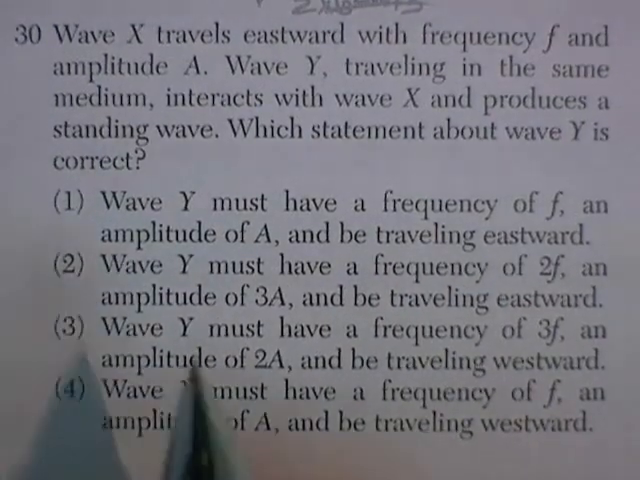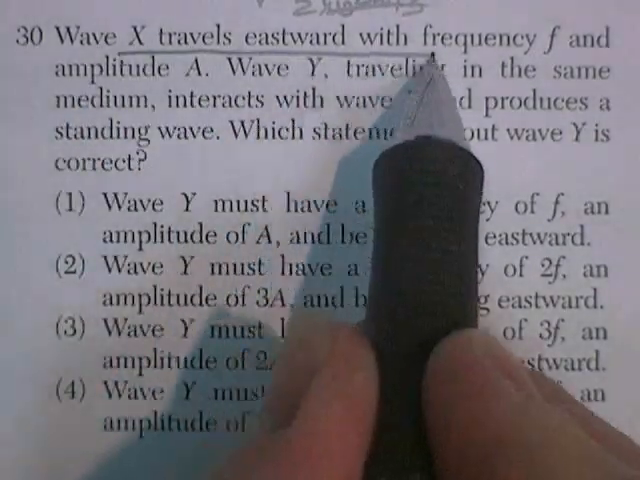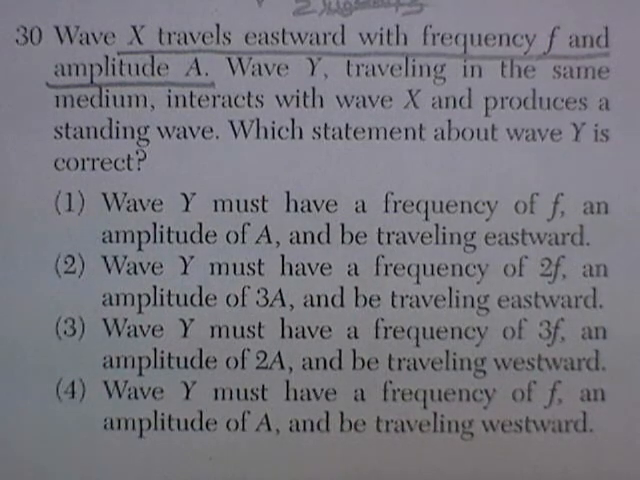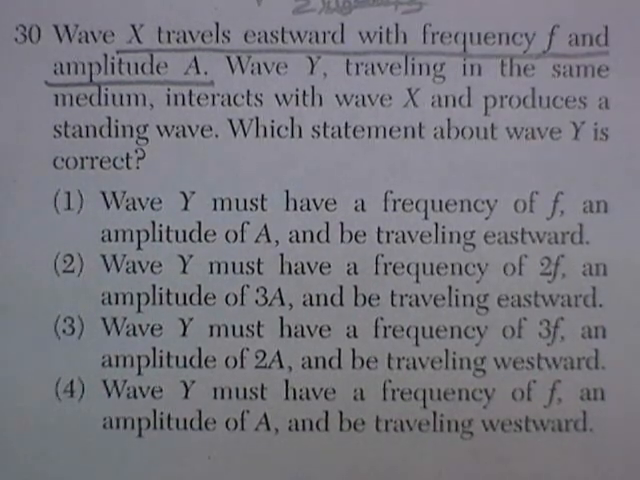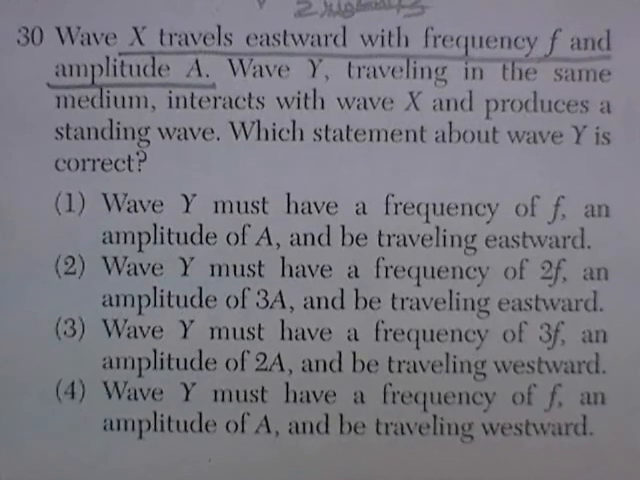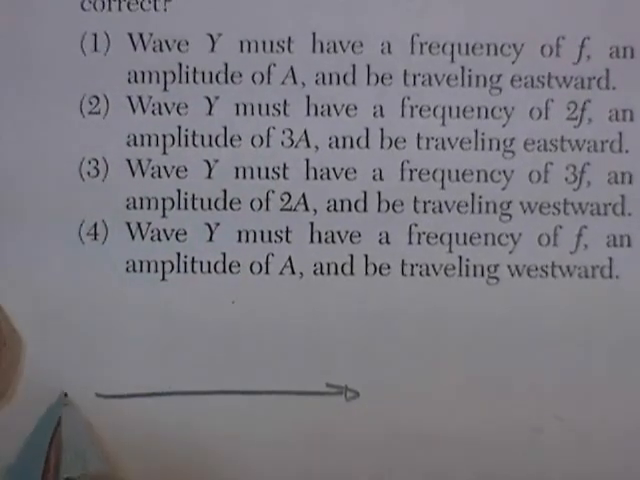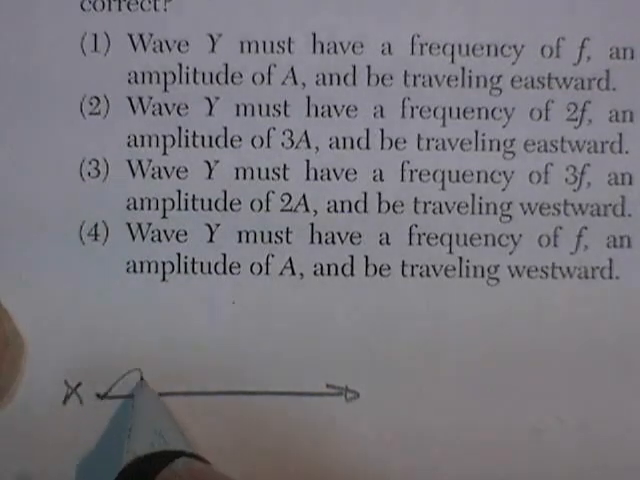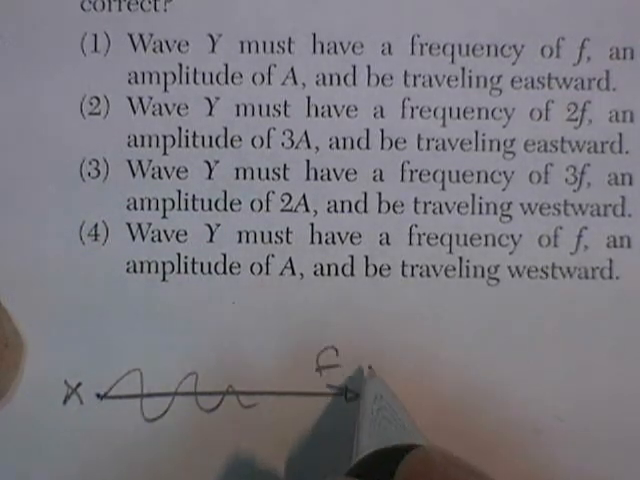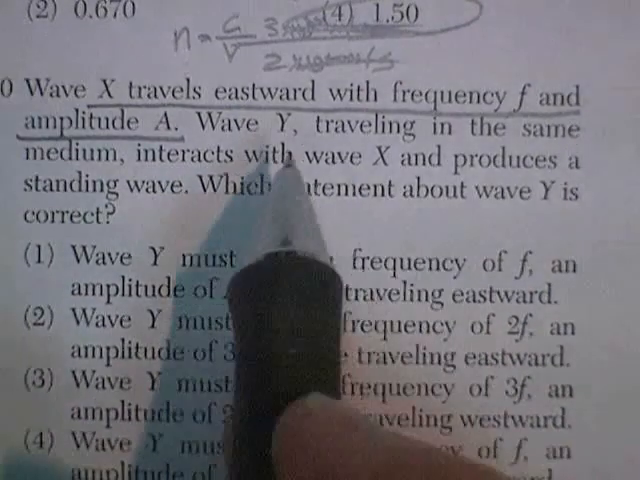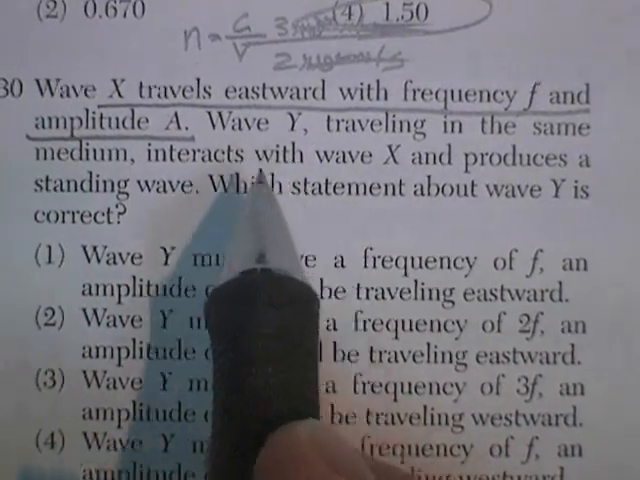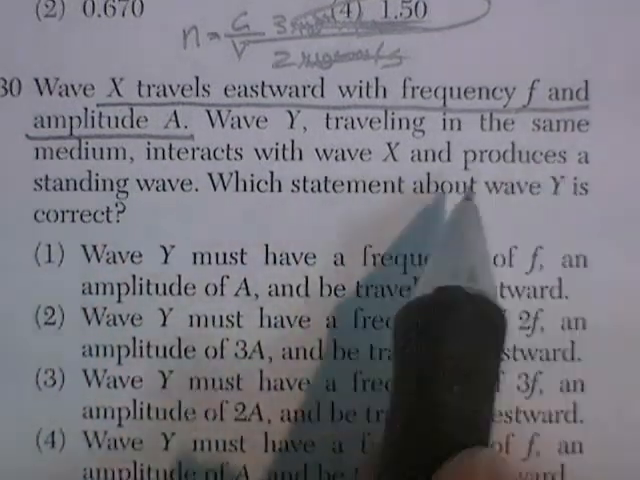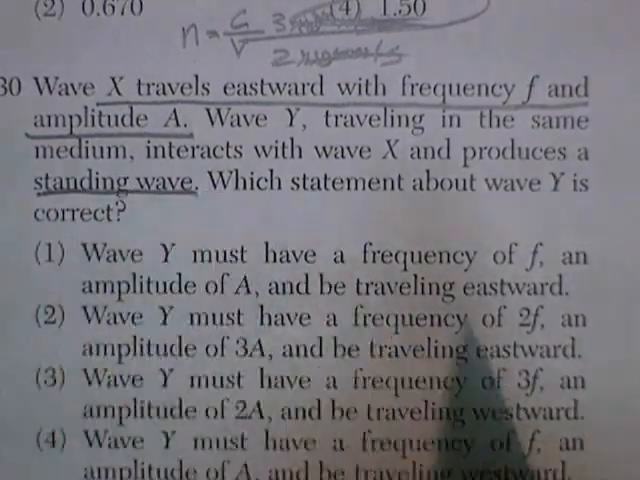All right, question 30. Wave X is traveling eastward with frequency F and an amplitude A. I'm drawing down here and you can't see me. Wave X, traveling eastward with frequency F and amplitude A. Wave Y, traveling in the same medium, interacts with wave X and produces a standing wave.